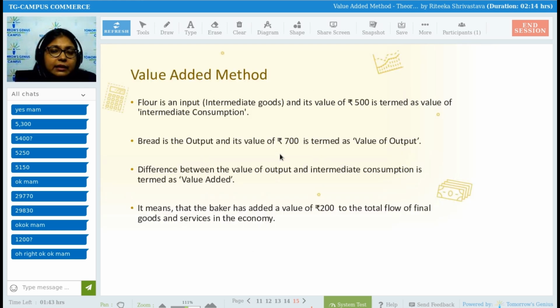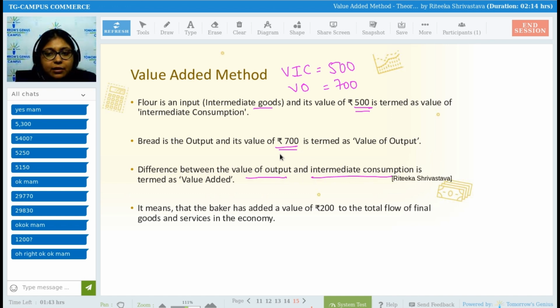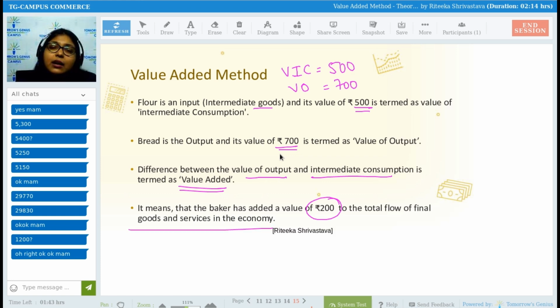Okay, so see what is written. Flour is an input, that is an intermediate consumption or intermediate goods. Its value is 500 rupees. So your value of intermediate consumption is 500. Bread is output and its value is 700. So value of output is 700. Difference between the value of output and intermediate consumption is termed as value added. It means that the baker has added a value of 200 to the total flow of final goods and services in the economy.